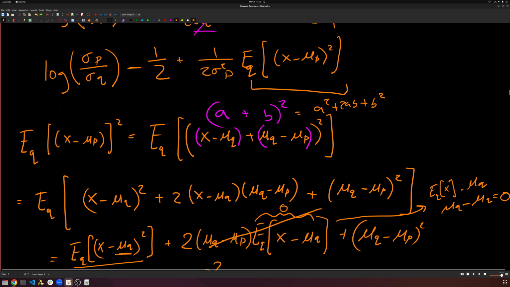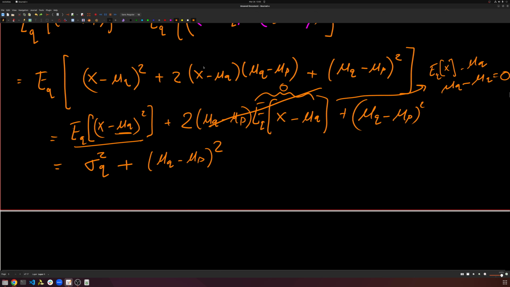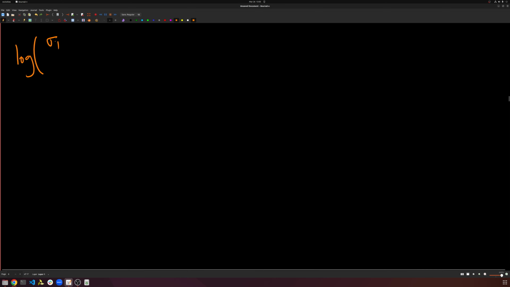So now let's go ahead and plug it back into our final expression. So all we did is spend time doing the work for this. So let's just plug it back in, get everything kind of nice and tied up. So our final expression is going to be log sigma p over sigma q minus 1/2, just like we had before.